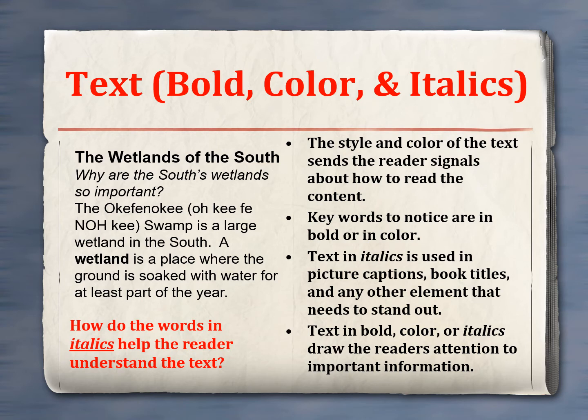All right, so the Okefenokee, again, they gave you the pronunciation, and I like the way that word sounds, Okefenokee. The Okefenokee Swamp is a large wetland in the South. A wetland is a place where the ground is soaked with water for at least part of the year. Okay, so why are the South's wetlands so important? Can you answer that question? And then can you make that connection to where we live? If you live near the Chattahoochee River, then you have seen wetlands, because a lot of the riverbed is not the river, but it is the ground, and it is wet for most of the year. So if you live along the Chattahoochee River, then you live along a wetland. Okay? All right, let's keep going.